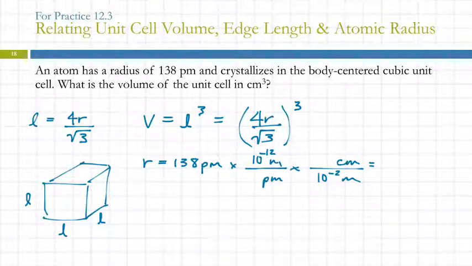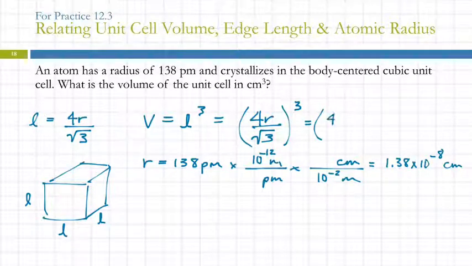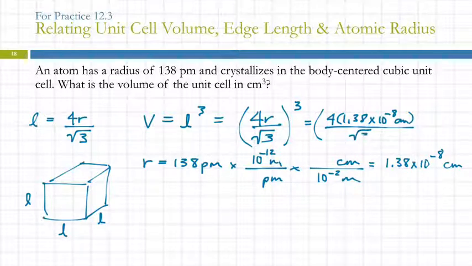(1.38 times 10 to the minus 8). That's the radius in centimeters. Everybody okay with that? I'm going to take this value and put it in for r in this equation. So I've got 4 times 1.38 times 10 to the minus 8 centimeters divided by the square root of 3, and I'm going to cube that whole thing.